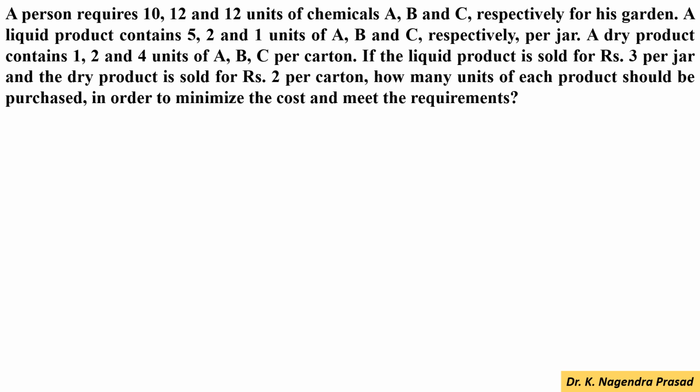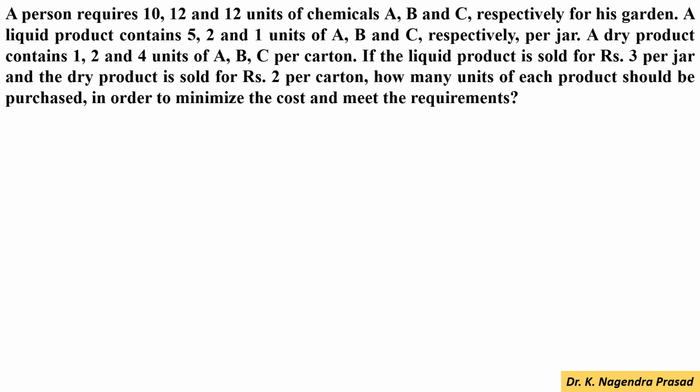In this lecture, I am going to discuss the example problem on how to formulate the linear programming model problem. Let's see the problem. A person requires 10, 12 and 12 units of chemicals A, B and C respectively for his garden. A liquid product contains 5, 2 and 1 units of A, B and C respectively per jar.